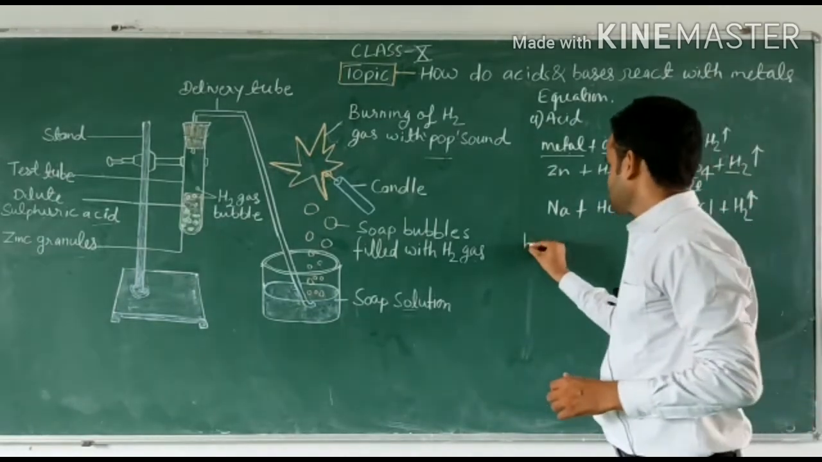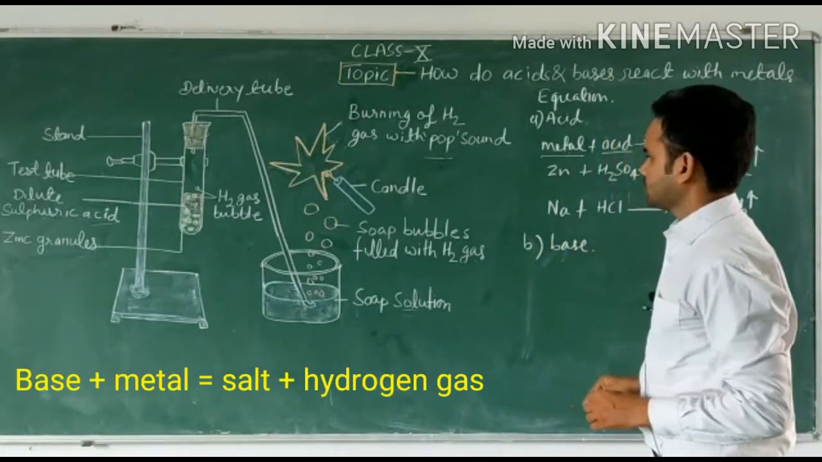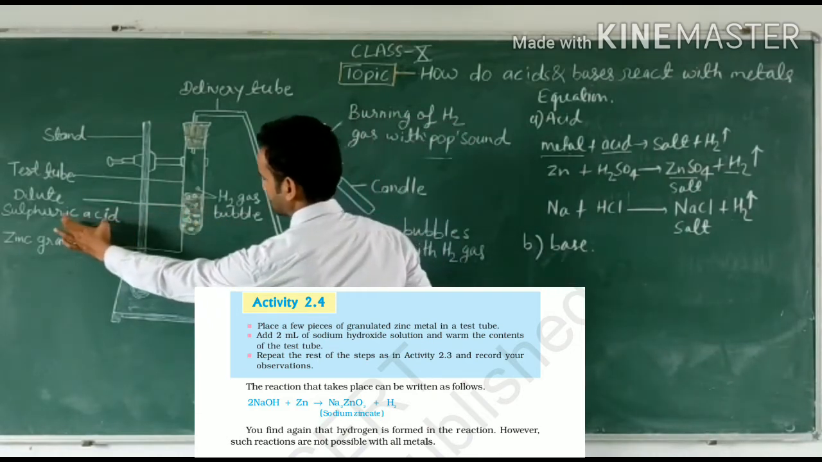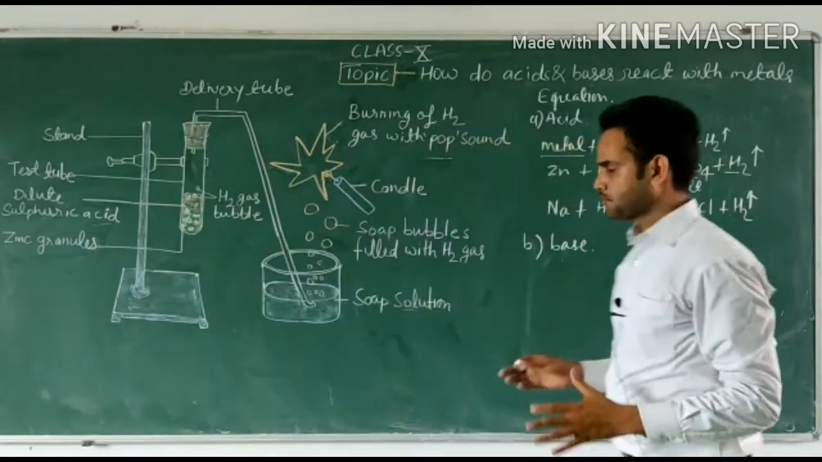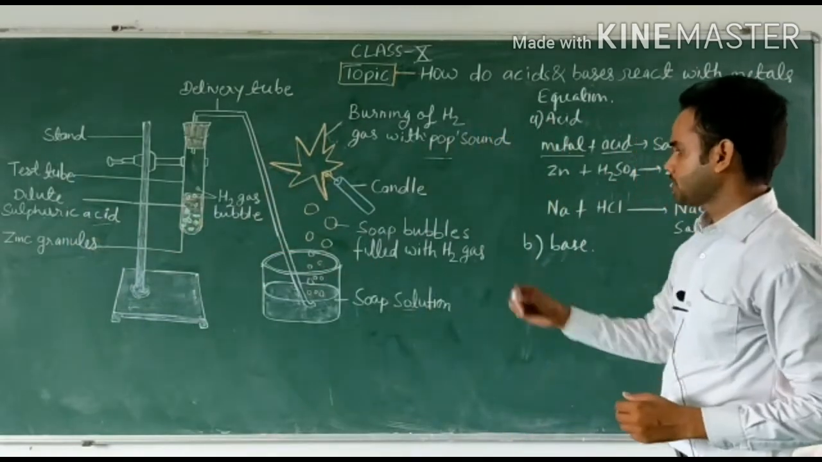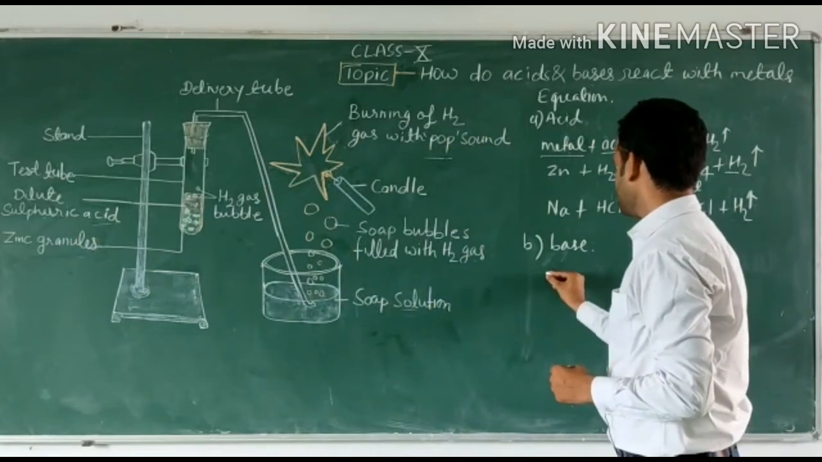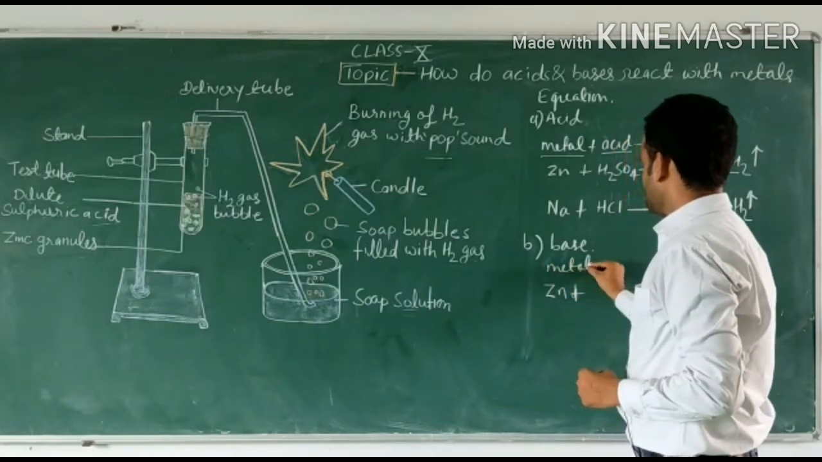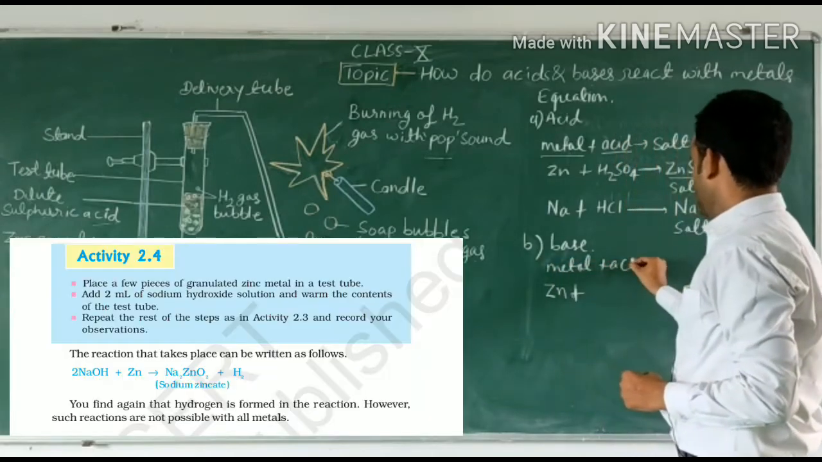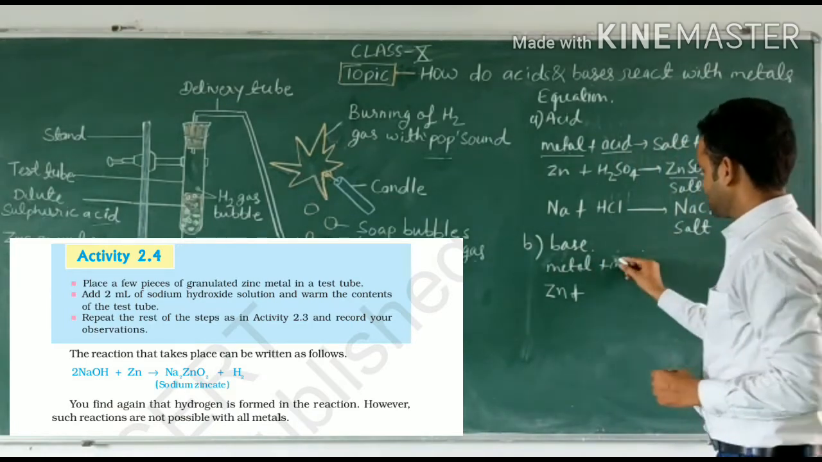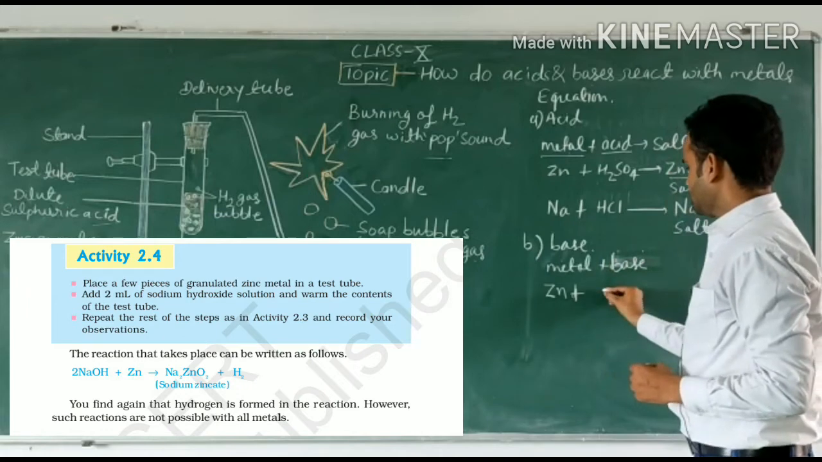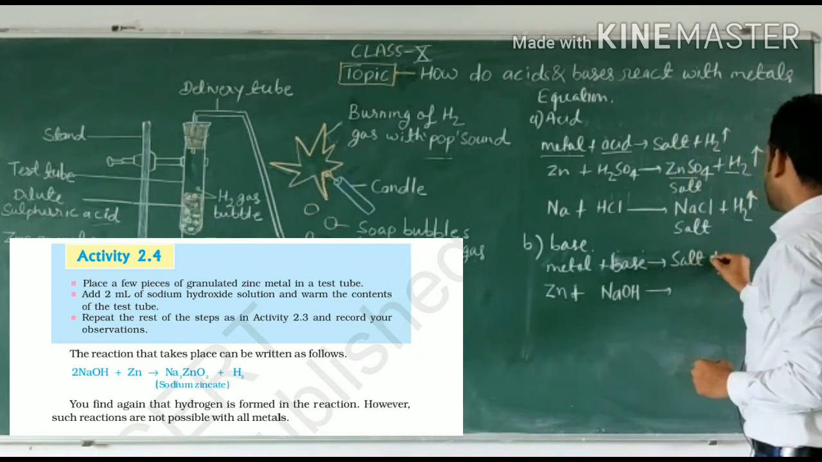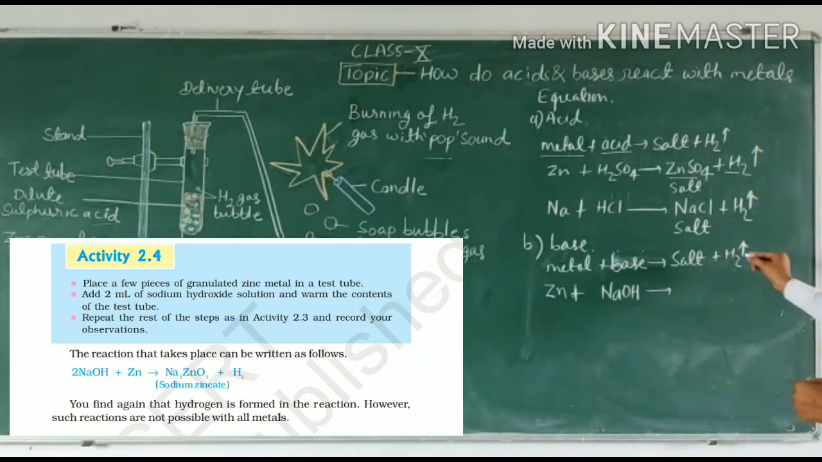And in the case of bases, the apparatus should be the same, but we take a base in the place of this acid. So in the place of hydrochloric acid, suppose we are taking sodium hydroxide and it reacts with a metal. The metal is zinc here, and in the place of acid we just take a base. So we are taking sodium hydroxide as the base here. They will form salt and hydrogen gas is evolved.